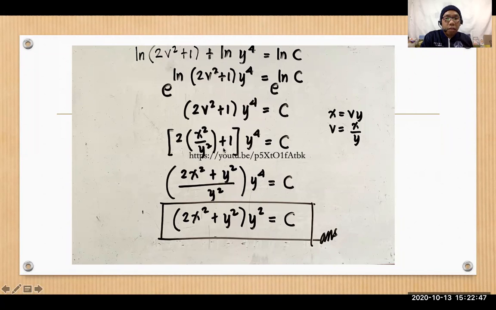And pagsamahin sa isang fraction, so magiging 2x squared over y squared siya. Itong 1, y squared over y squared. So pag parehong denominator, you can actually combine them. So 2x squared plus y squared over y squared. And you have here y raised to 4 kasama sa product nito. So y raised to 4 divided by y squared is equal to y squared. Okay, so that's it. Yun yung ating solution. Wala nang variable v dyan. So it's check.